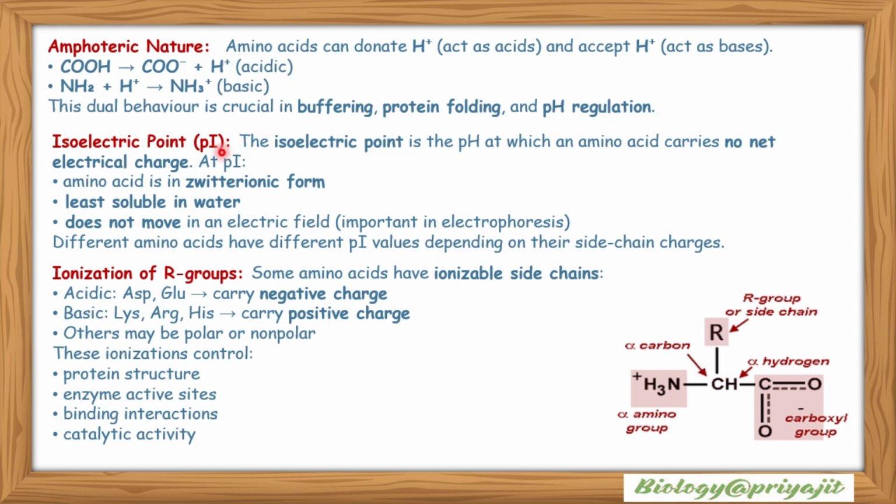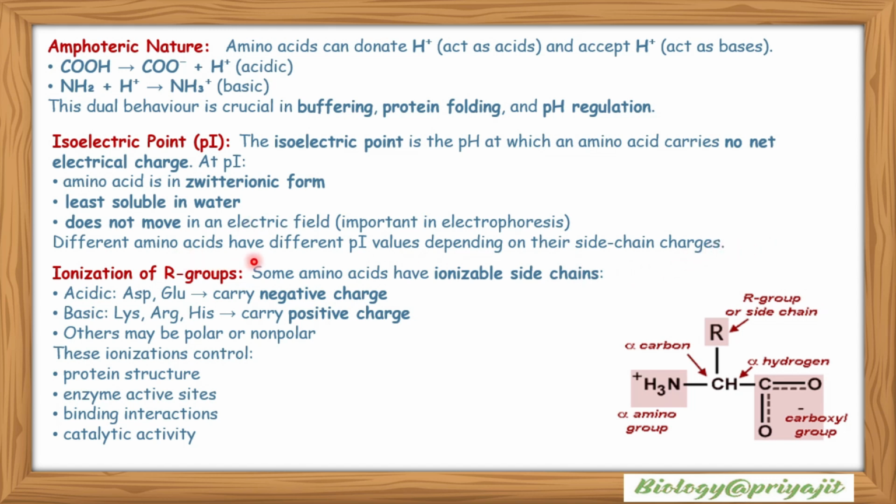Isoelectric point, or pI. The isoelectric point is the pH at which an amino acid carries no net charge. At pI, the amino acid is in Zwitterionic form. It is less soluble in water. It does not move in an electric field, so it is important in electrophoresis. Different amino acids have different pI values depending on their side chain charges.